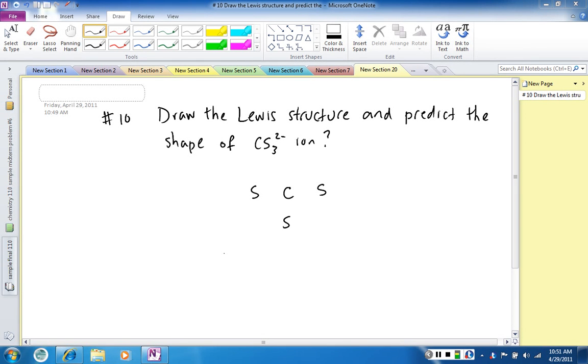This is number 10 on the sample final. Again, it's a Lewis structure. I want you to draw the structure and predict the shape of CS3 2- ion. It gives you a skeleton structure.